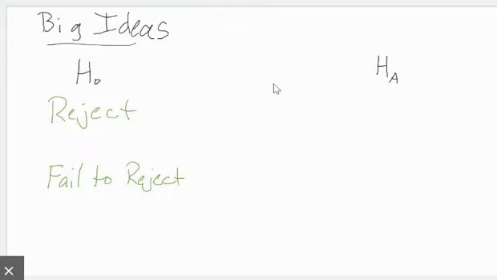And our decision about the null is based on the p-value. If the p-value is less than alpha, that means that our sample is statistically significant, and that means that our null hypothesis might not be true, so I'm going to reject it. If the p-value is less than alpha, I reject the null hypothesis.